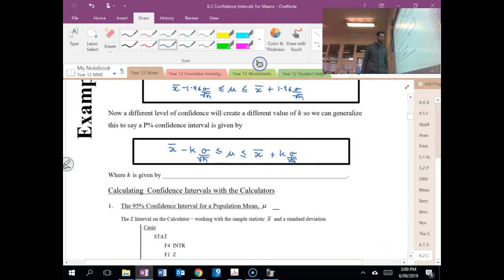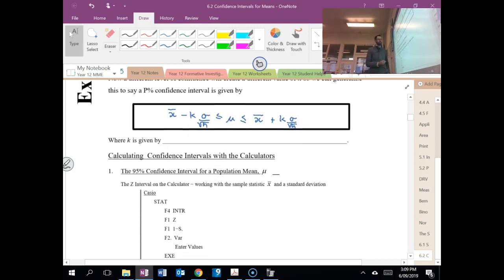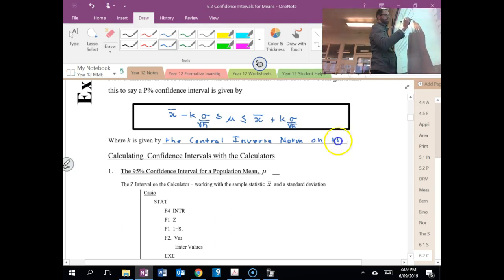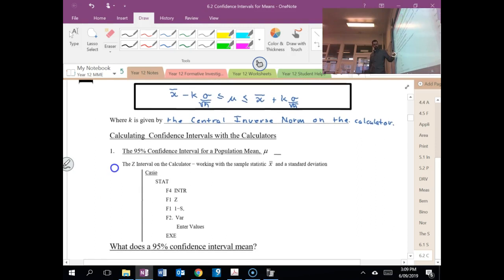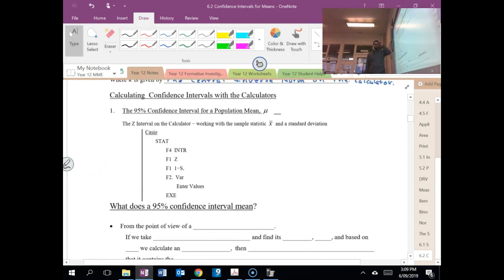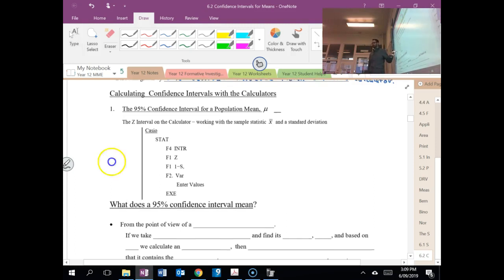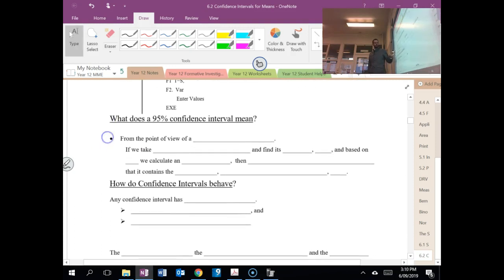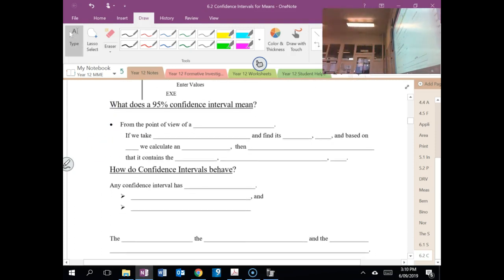And how do we get K? Well, K is given by the inverse normal on the calculator. And we'll see plenty of examples where we calculate a different K. Now I'm going to skip over this little bit. This goes through how to find it on your calculator, but we don't really have a practical example yet. So we'll move on from that and come back to it in a little while.